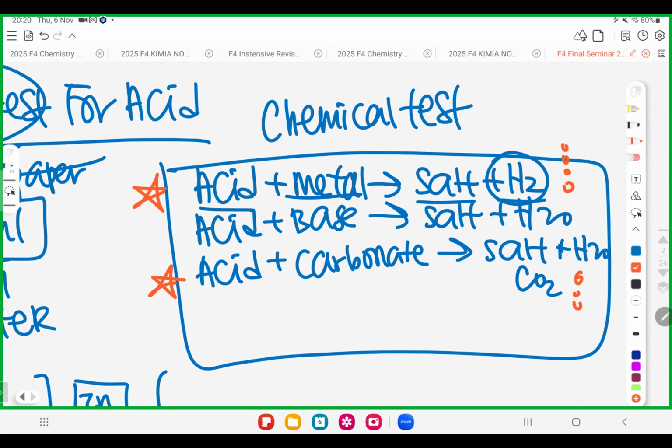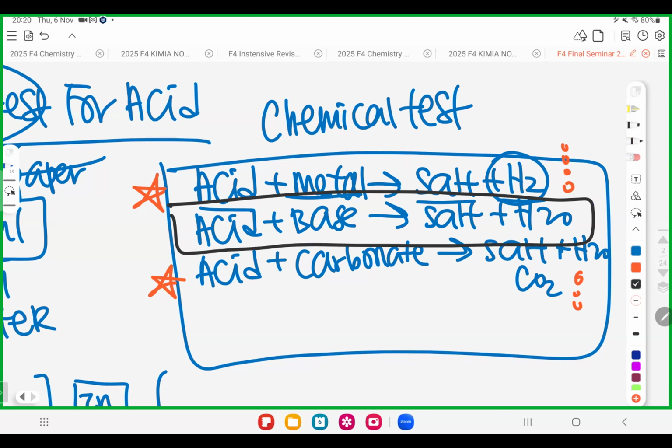You put metal, you put carbonate, you saw bubbles, confirm it is acid. You put metal, you put carbonate, you don't see bubbles, it's not an acid. That's all. Why can we not use this reaction? Why can we not put base to test the acid? Because if you put the base in the acid, what happened?